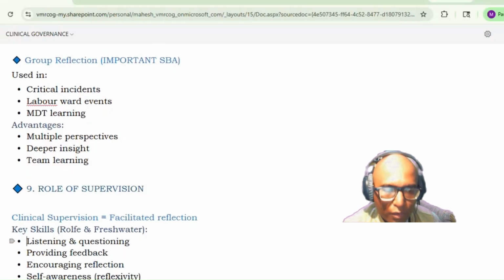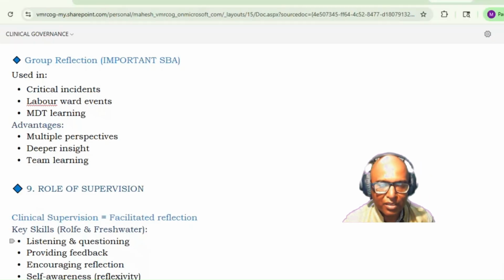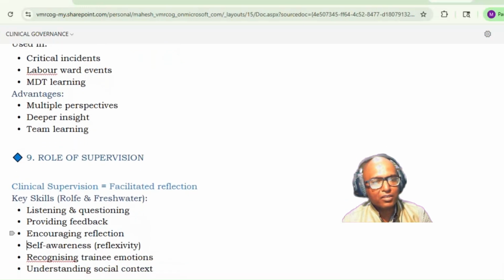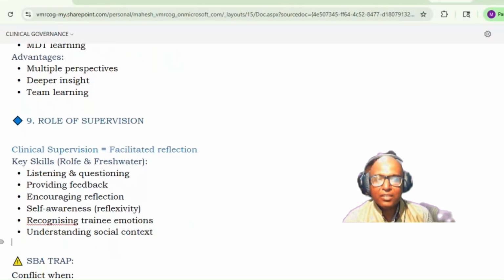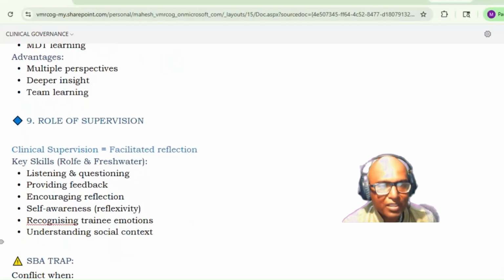Okay, then the role of supervision. Supervision is very important. When this reflection is there, you should discuss it with the supervisor. Clinical supervision is important for facilitated reflection. The key skills are: when you are discussing the reflection with the supervisor, the supervisor should listen carefully and should question it. The supervisor should also provide feedback. This is very important, because whatever your understanding is, there has to be feedback, positive and negative. Then reflection should be encouraged.